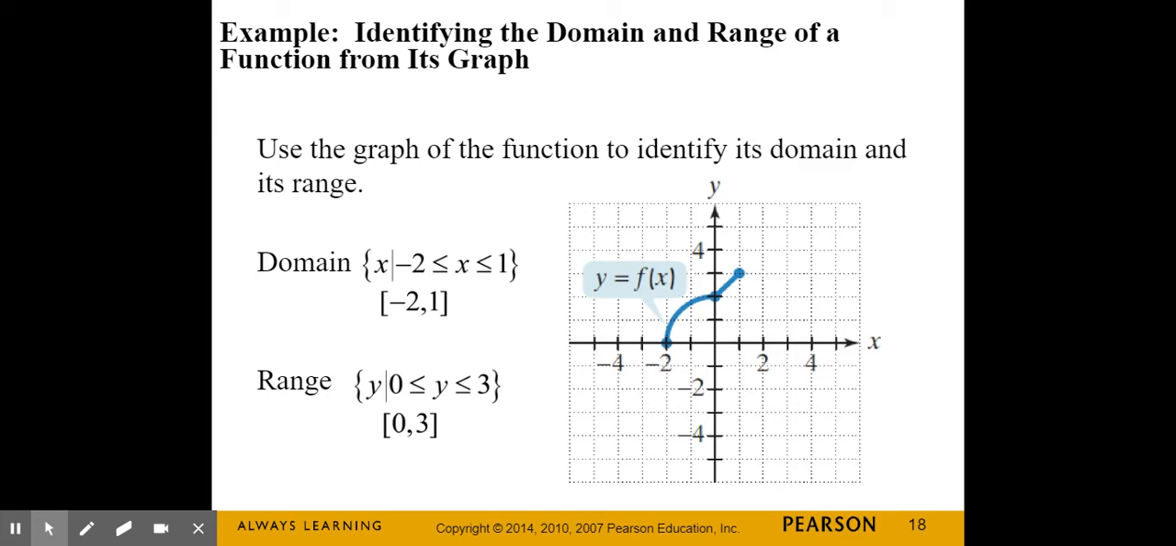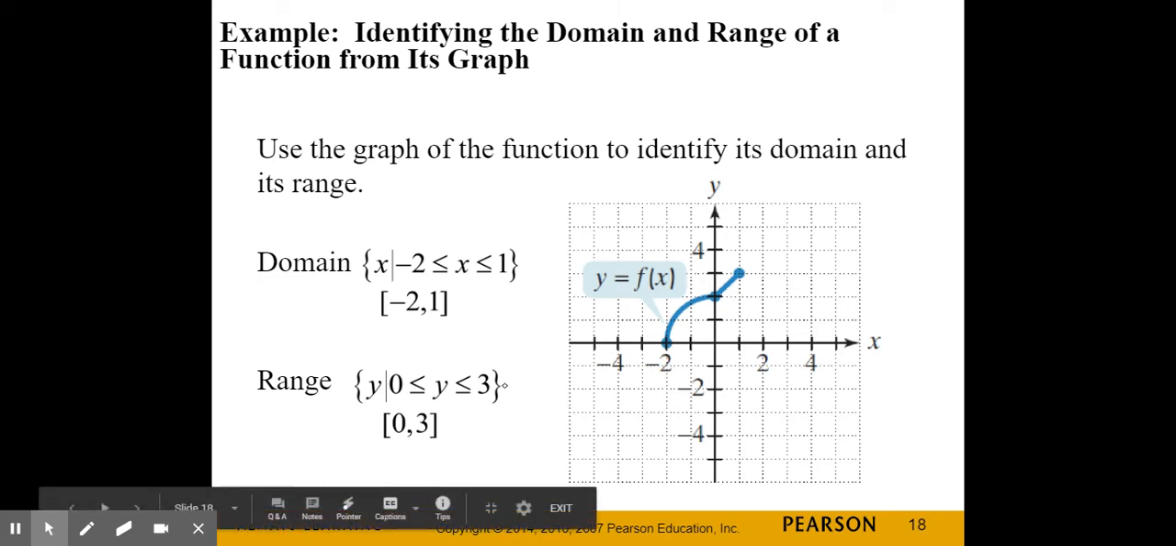Okay. For range, we're looking at the y, so I'm only viewing this from top to bottom, or essentially bottom to top. The lowest y value is down here, and it's 0. It's continuous all the way up to here, which is a y value of 3. So the range is all the values of y between 0 and 3. And again, two different types of notation there that mean the same thing.